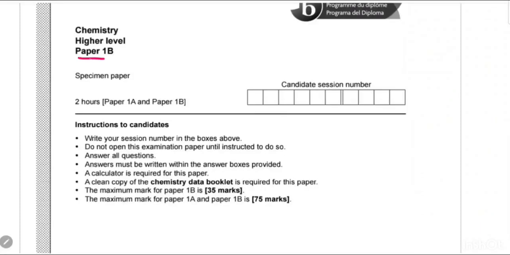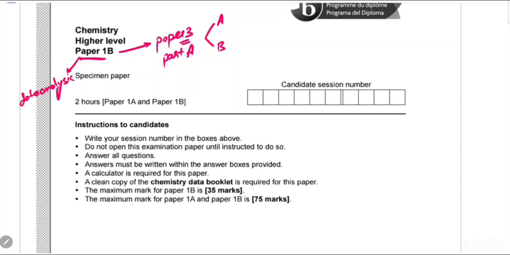Chemistry HL paper 1B, which was earlier paper 3 part A. Paper 3 had two parts, part A and part B, and part A is this paper. So we can say more or less this paper 1B is paper 3 part A, and this paper 1B is basically based on data analysis.